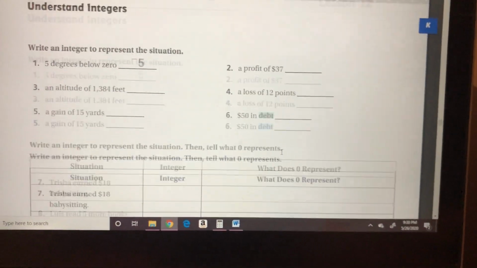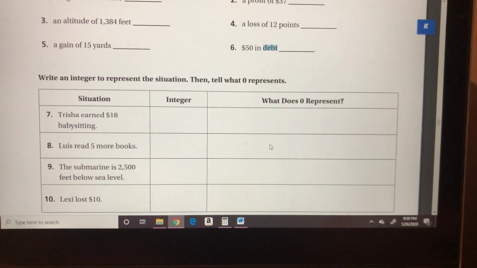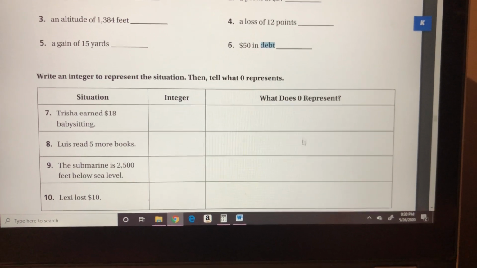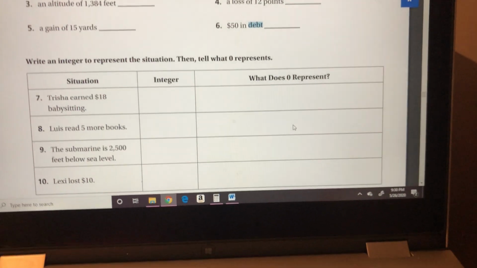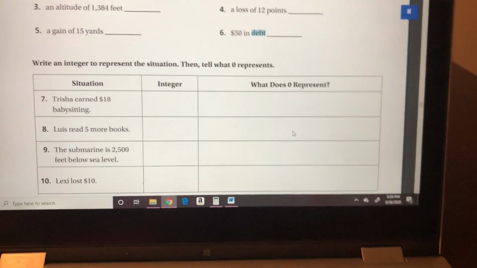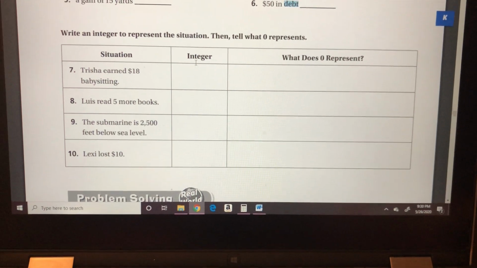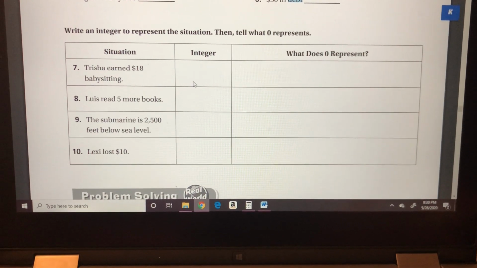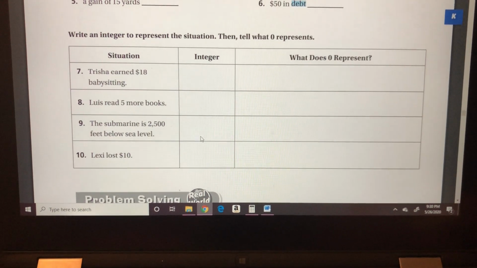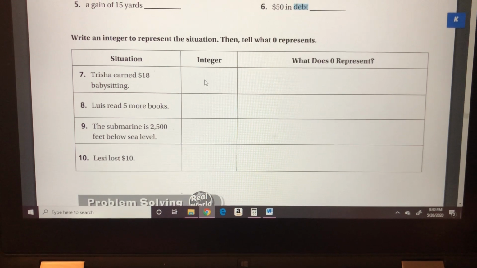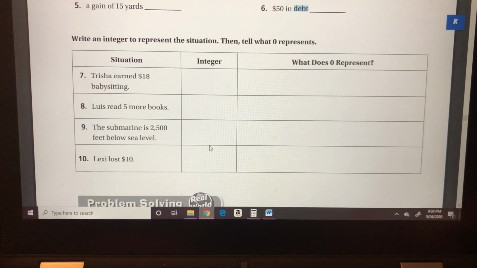Now when you get to the charts down here, okay, I don't really want you to focus on what does 0 represent. You're not tested on it, so I don't want you to worry about it because it does kind of complicate things a little bit. Just fill in the integer section here so that we're just writing either negative or positive numbers, okay?